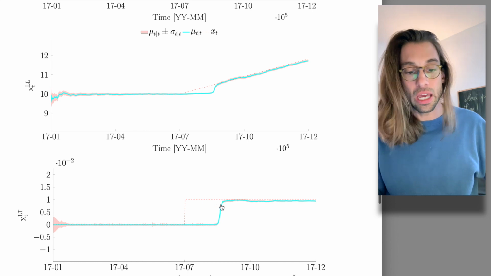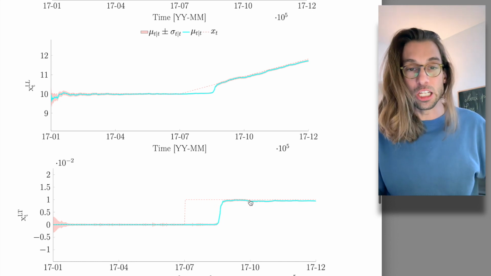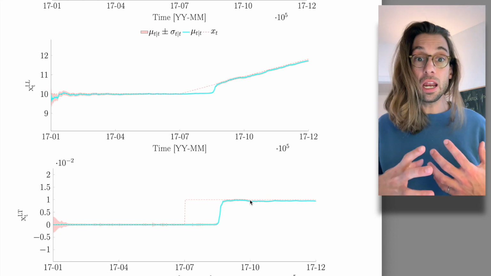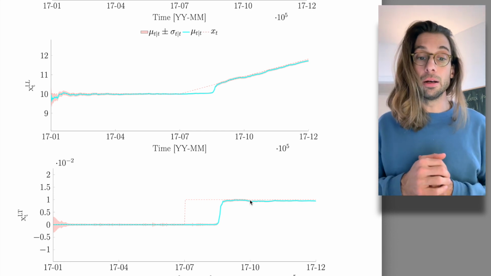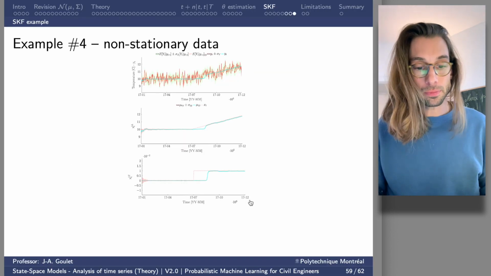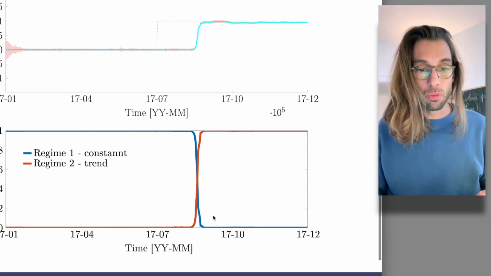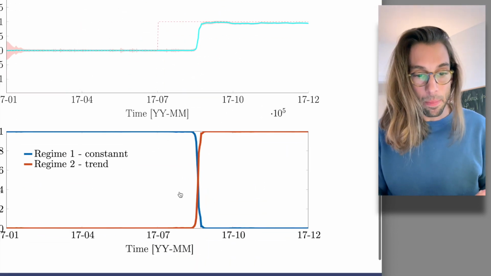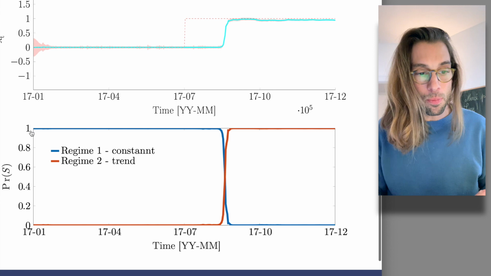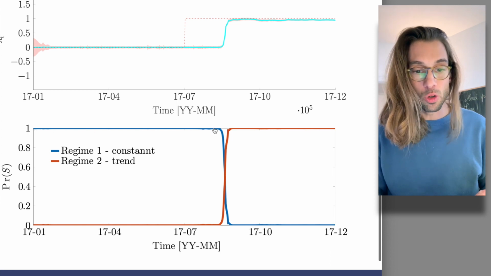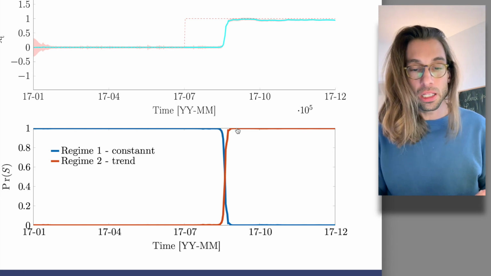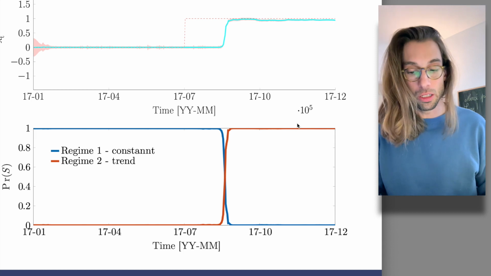Then I realized, okay, I need a jump in my speed to actually explain what's going on with my data. And this is what we do here. And finally, we see that we need a couple of time steps to switch from a high probability of a zero speed regime to a high probability of a constant speed regime.